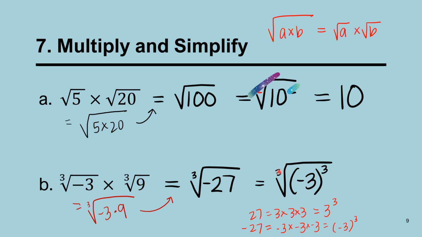We know that when the exponent matches the index, these cancel each other out. So the cube root cancels with the cube, and that leaves you with just negative 3.